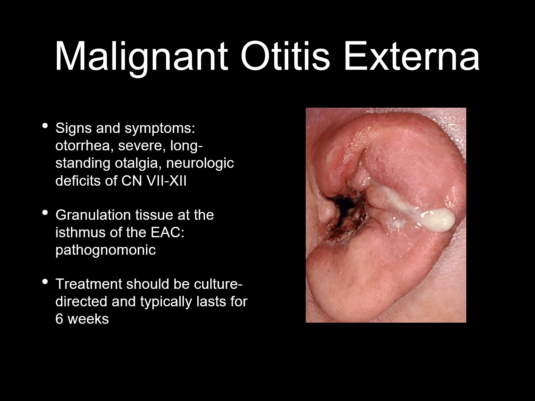Signs and symptoms of malignant otitis externa are otorrhea, severe long-standing otalgia with neurologic deficits of cranial nerve 7 to 12. The pathognomonic sign of malignant otitis externa is the formation of granulation tissue at the isthmus of the external auditory canal. By the way, the isthmus of the external auditory canal is the narrowest portion of the external auditory canal. The treatment should be culture-directed and typically lasts for 6 weeks.